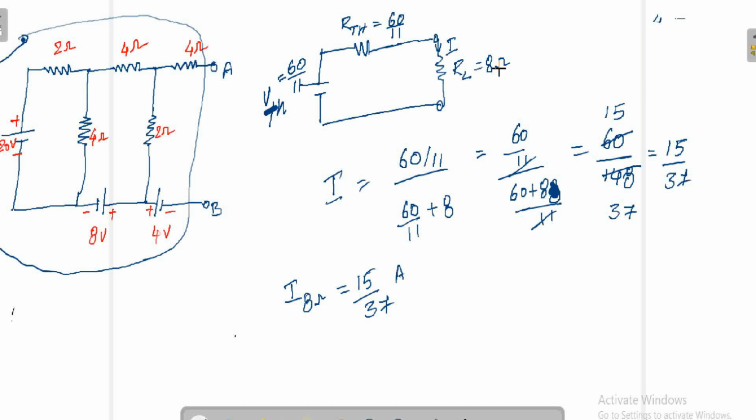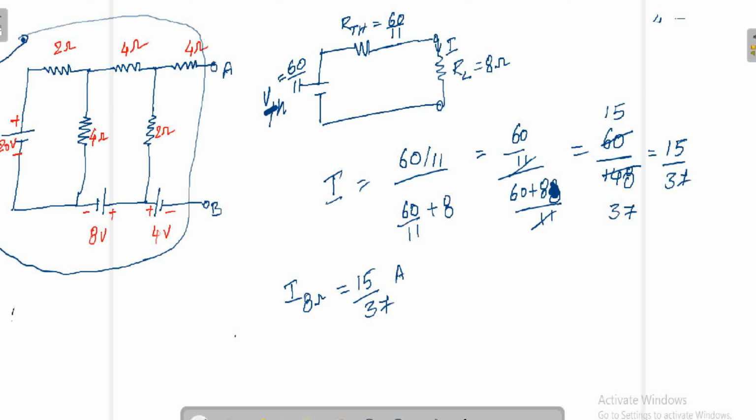There is no involvement of this 8 ohms, because in step 1 itself we excluded this 8 ohms. So there is no involvement of this 8 ohms in VTH or RTH. If I change this 8 ohms, if I want to find the current by changing this RL, will it affect VTH and RTH? No, because VTH and RTH won't depend upon this RL value.